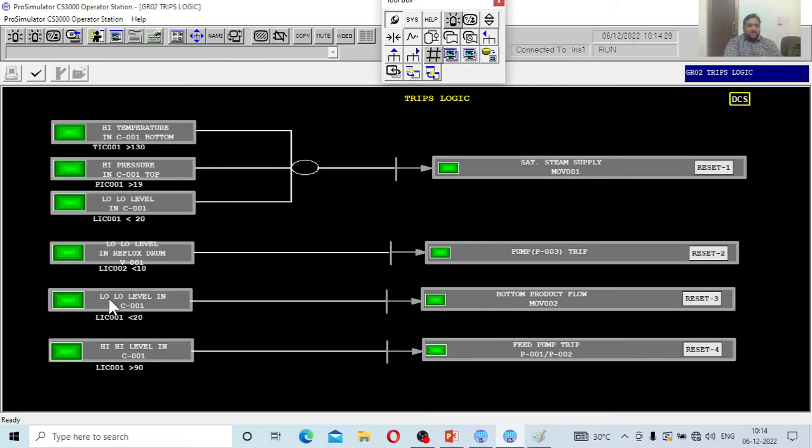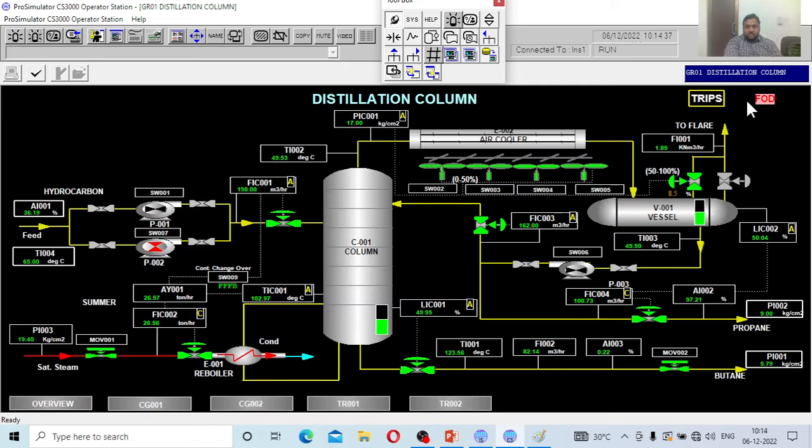And the second is bottom product flow, MOV002. What is MOV002? Let us go to the DCS. This is MOV002. That means the outlet flow from the bottoms. Right now it is open, that means some flow is happening through this particular valve. So when is it going to get tripped?